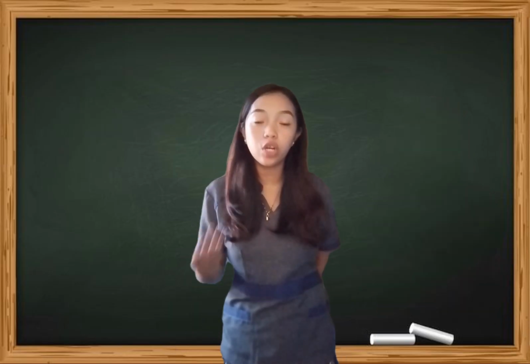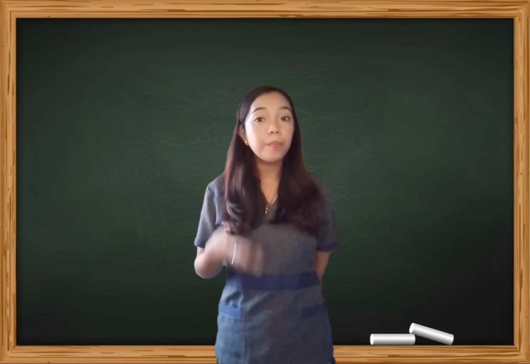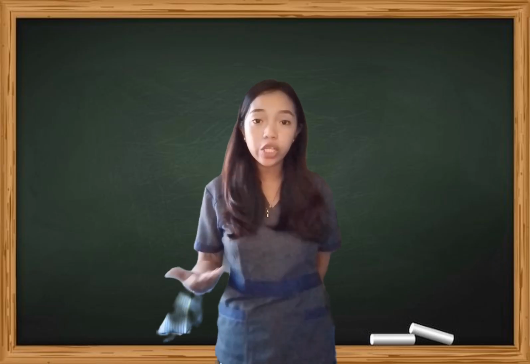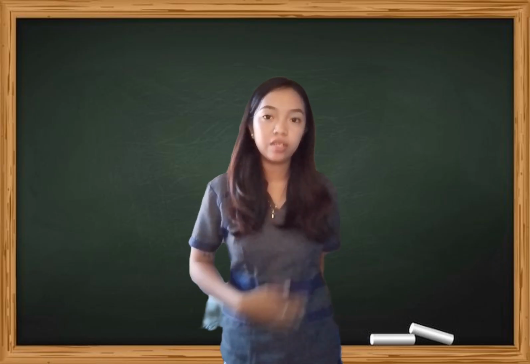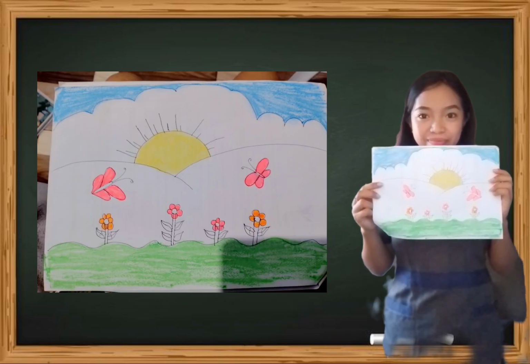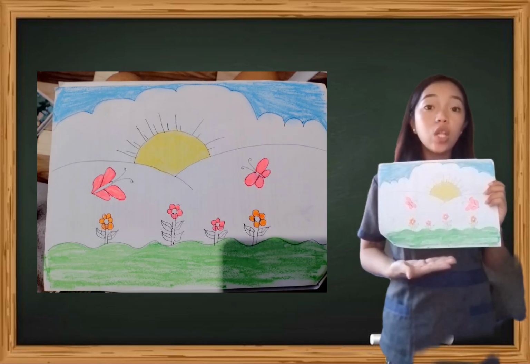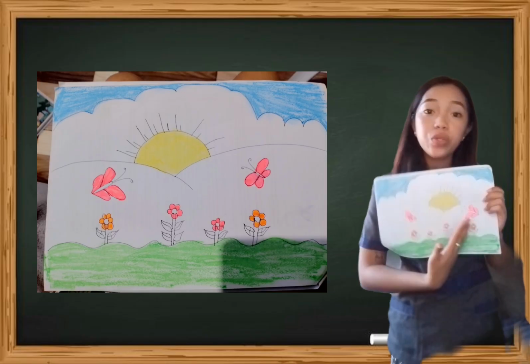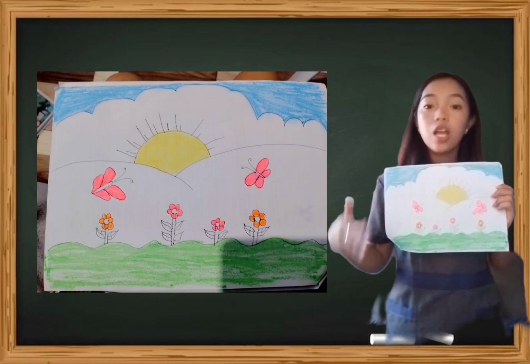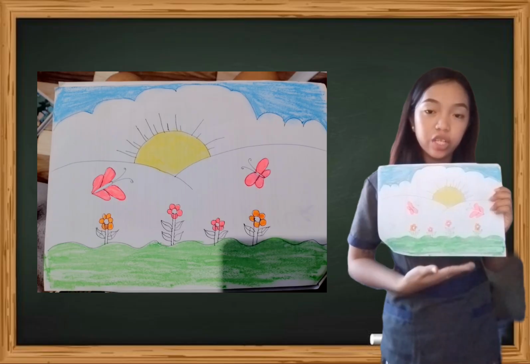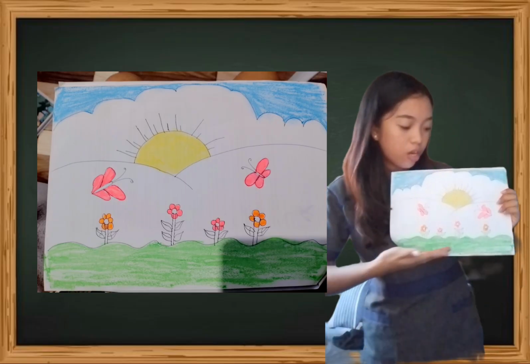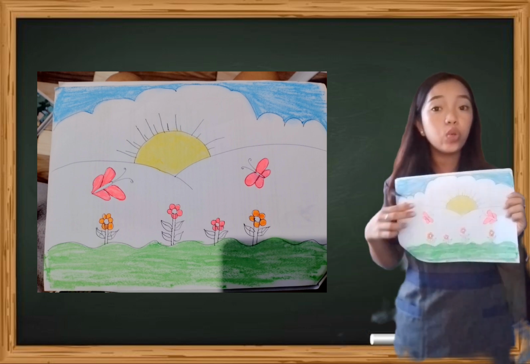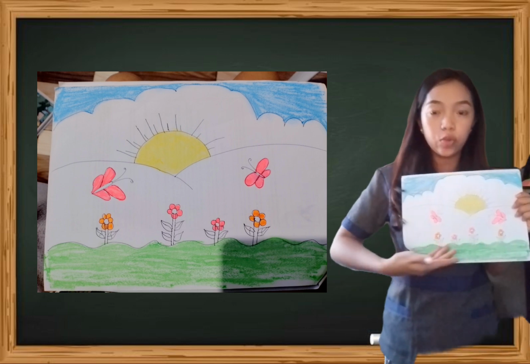Now class, it's your turn to become an artist. Before you start, I will show you an example of an artwork that you can use as inspiration. Look at my drawing. I call it my happy garden. In my drawing, I use different kinds of lines, shapes, and textures. Can you see the curved line of the flowers and the butterfly? I also use wavy lines for the grass.